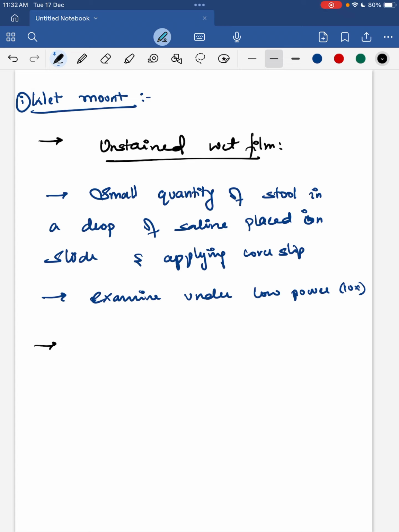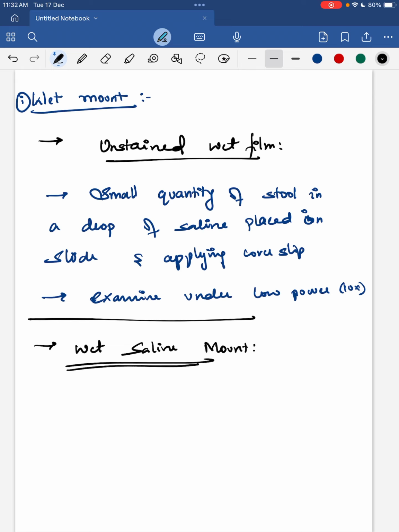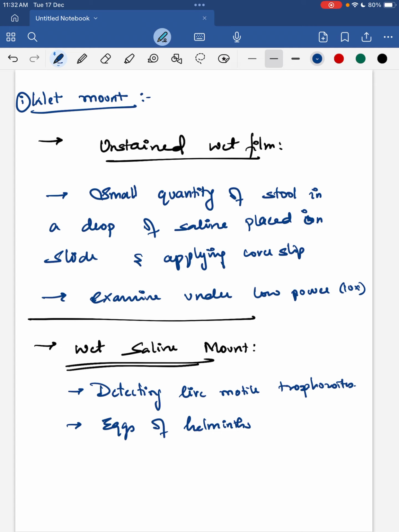Next, second one is called wet saline mount. In wet saline mount, it is used mainly for detecting the live motile trophozoites, and eggs of the helminths are seen easily from wet saline mount.